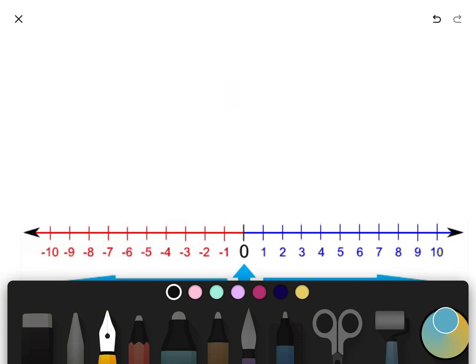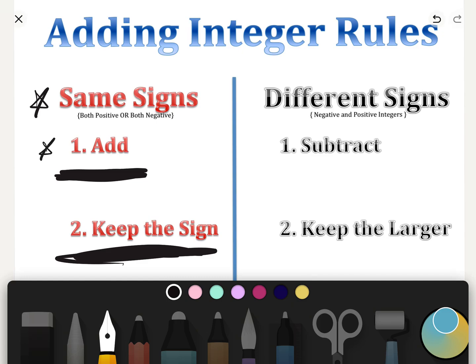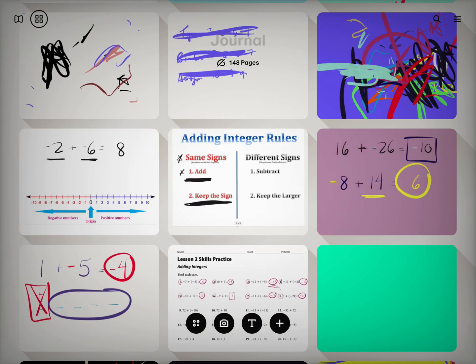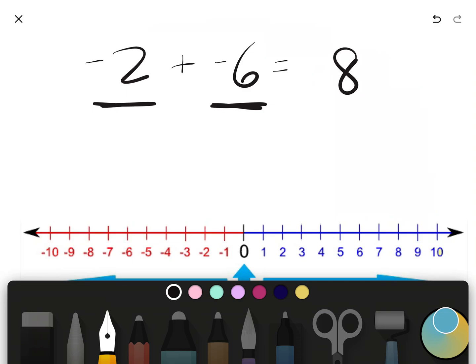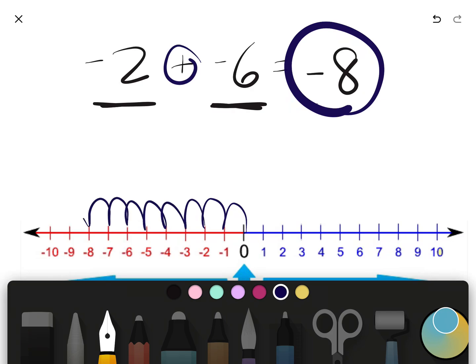Now, same is true when I have negatives, okay? So if I have -2 plus -6, same signs, just follow the rules. Same signs. I add those two absolute values. So I add the 2 plus the 6, which gives us the 8. Now the second step, keep the sign. Negative plus a negative. My answer is going to be negative 8. So if I go 2 steps back, let's go on the number line. 2 steps back, and I go another 6 steps back. 1, 2, 3, 4, 5, 6. I end up here at negative 8.